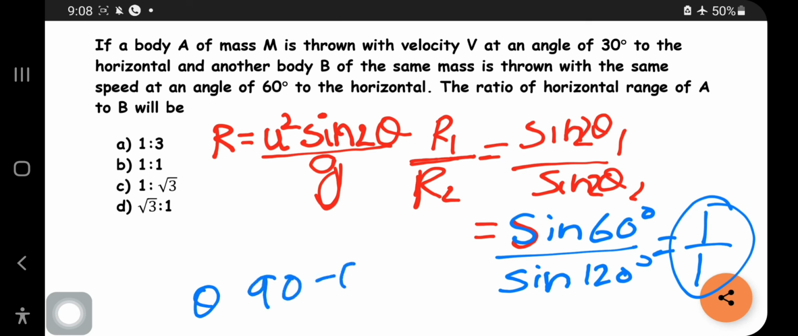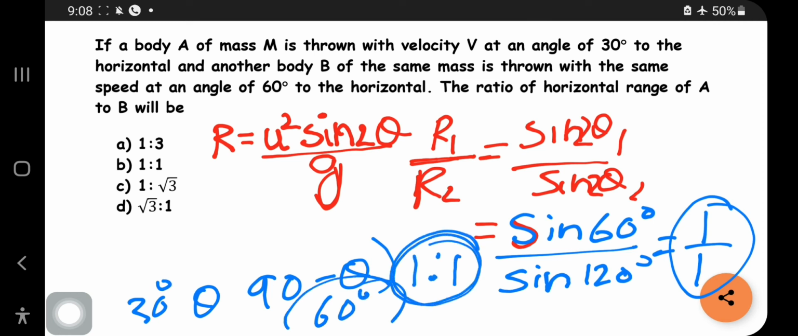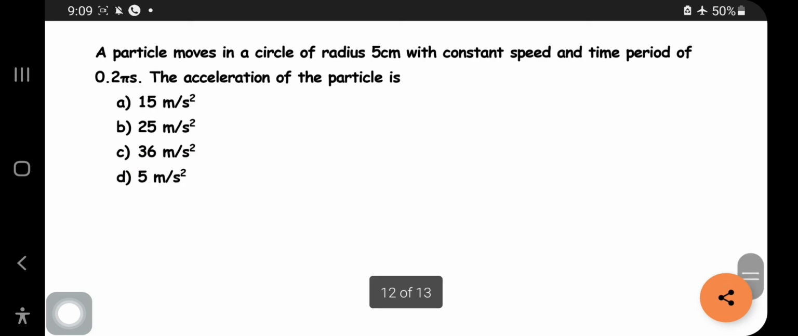Another trick is, if two bodies are projected with an angle of theta and 90 minus theta, see, the first angle is 30 degree, the next is 90 minus 30, 60 degree, then the ratio of ranges will be 1:1. This is an important concept. You can solve it like this also, but it is important to remember this concept so that you can directly opt for the option 1:1.